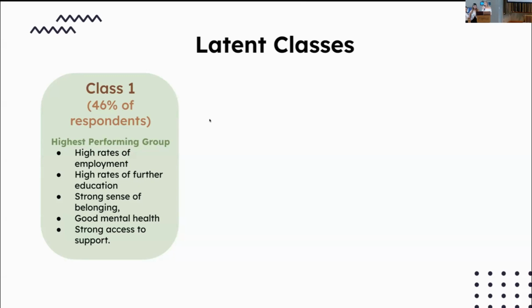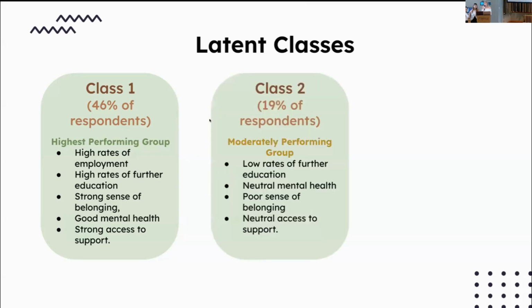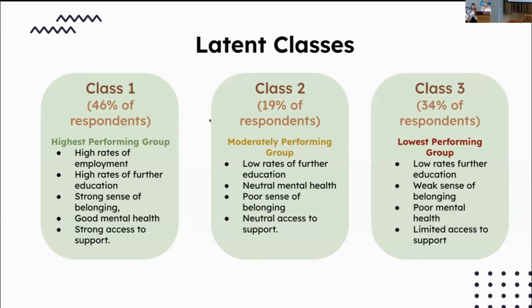Class 1 accounts for 46% of respondents and represents the highest performing group, with high rates of employment and further education, strong mental health ratings, a strong sense of belonging, and robust social capital. And we have Class 2, which accounts for 19% of respondents and falls in the middle. This group has high levels of further education and employment, moderate mental health ratings, a weaker sense of belonging, and a neutral social capital. And we also have Class 3, which makes up 34% of respondents and is the lowest performing group. Despite high employment rates, they show lower rates of further education, weaker mental health ratings, a low sense of belonging, and limited social capital.